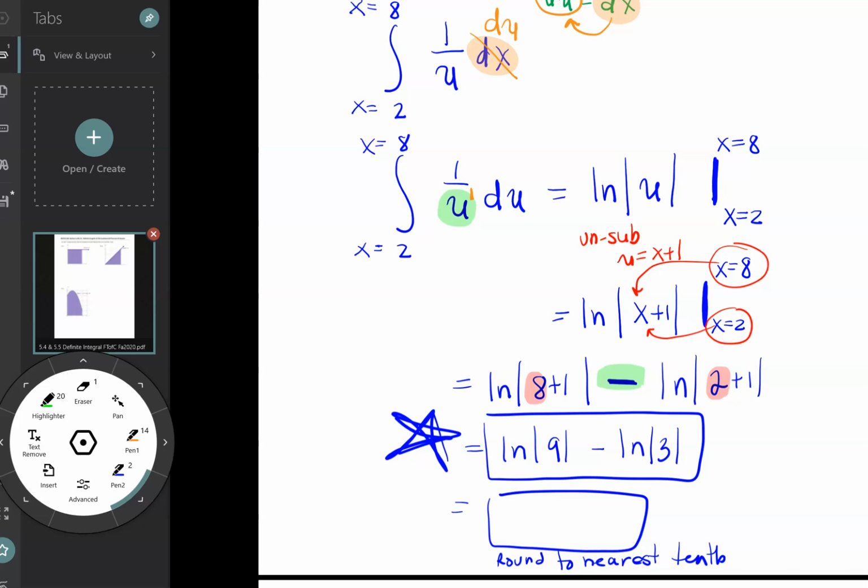Let's find the decimal. Let me just type that in my calculator. Natural log of 9 minus natural log of 3. So I got approximately 1. If I round to the nearest 10th, it would be 1.1 because it's 1.0986, and so on. Just be really careful on MyMathLab to read that fine print. And if you have any questions, you can ask me or ask the instructor. So far, the only new step is plugging in these numbers and subtracting. That's it. That's the only new step.